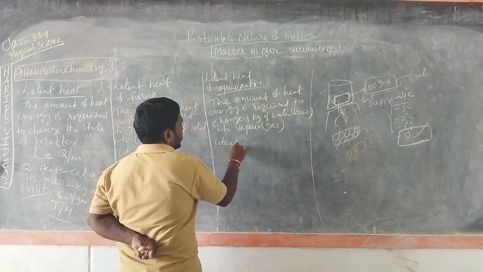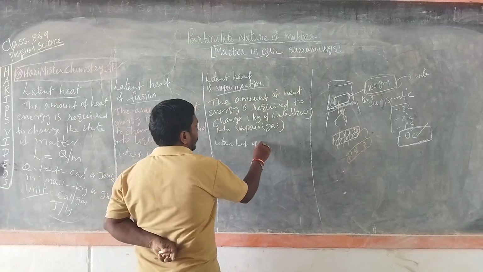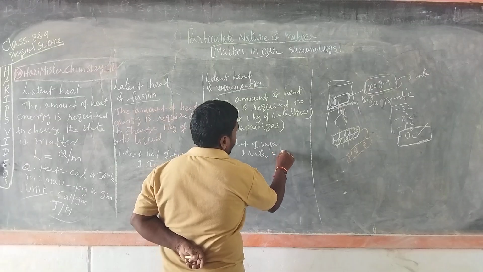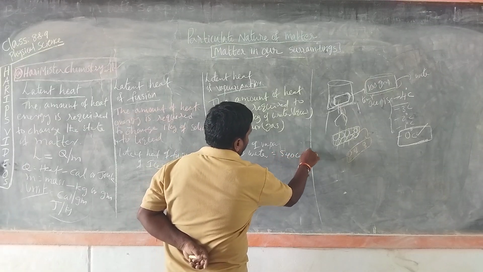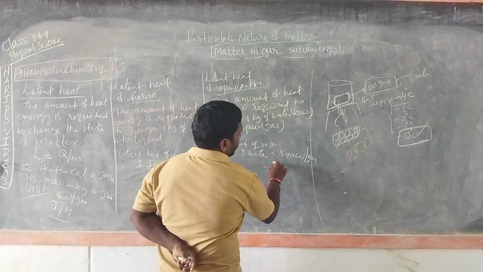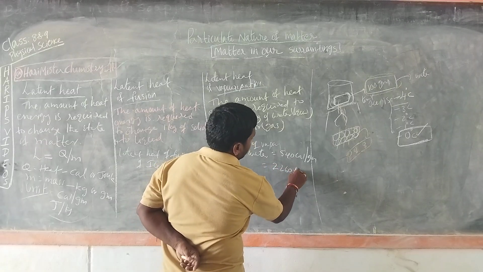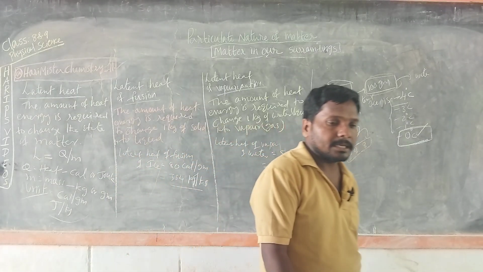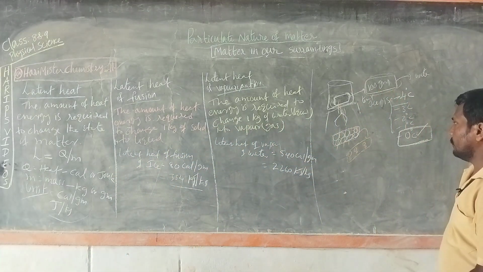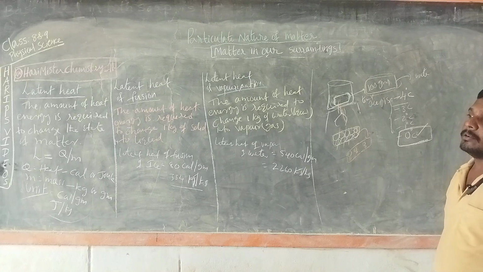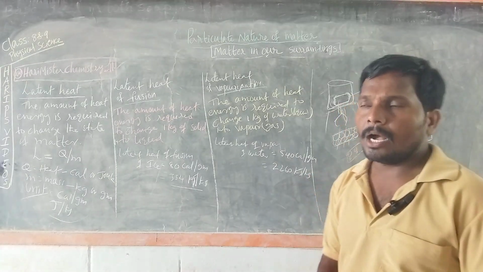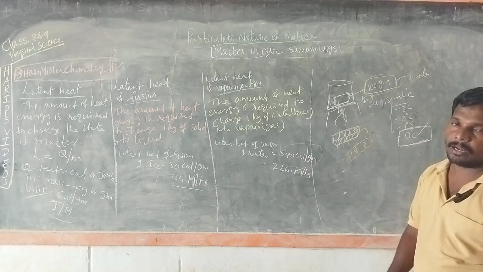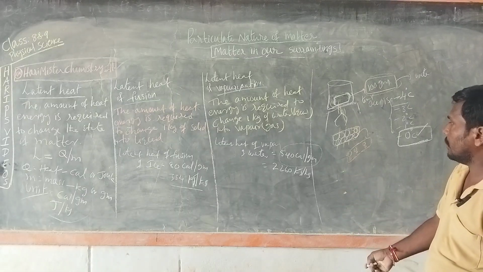So latent heat of vaporization of water is 540 calorie per gram or 2260 kilojoules per kg. That means when we heat the water to change state from water to water vapor, how much heat energy is required? 540 calorie per gram.